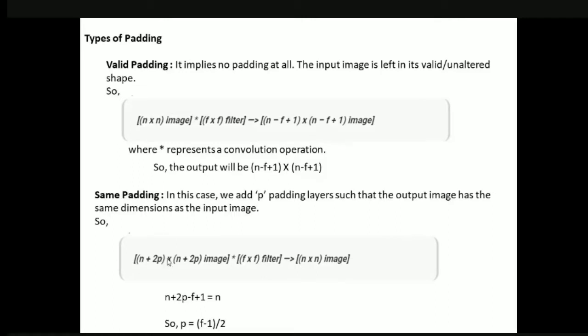So here the image is (n plus 2p) by (n plus 2p), and the convolution operation with an f by f filter is applied on this image. Now this gives us the original n by n image. So we can write n plus 2p minus f plus 1 equals n. From this we obtain the equation p equals (f minus 1) by 2. This is how we do different types of padding on the original image.